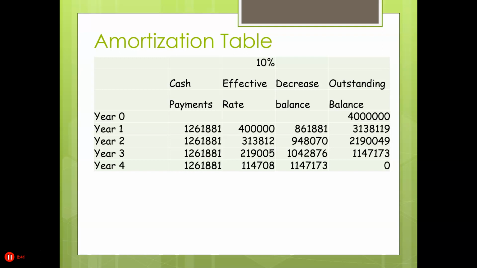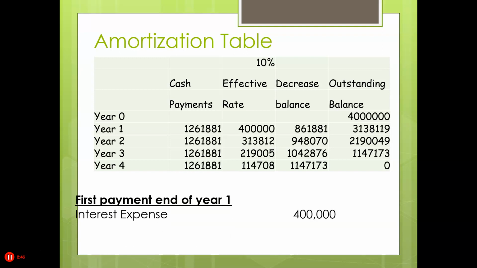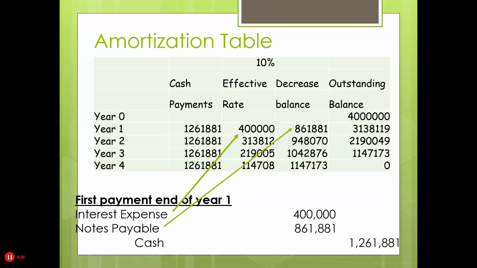So our first payment at the end of the first year is going to look like this. It's going to be interest expense is $400,000. Notes payable is going to go down by $861,881. And cash is going to be $1,261,881.